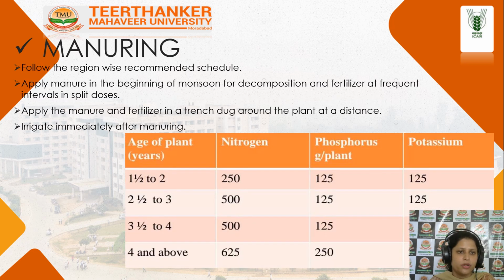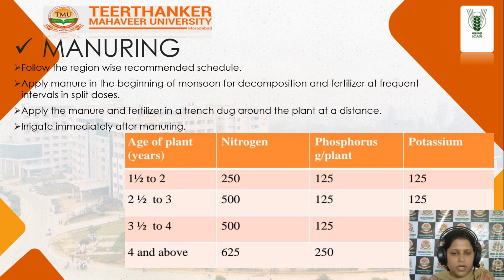Now coming to manuring. Apply manure in the beginning of monsoon for decomposition and fertilizer at frequent intervals in split doses. Manure and fertilizers are applied in a trench dug around the plant at a distance. Irrigate immediately after manuring. The recommended dose of fertilizer is given in this table, according to the age of the plant.